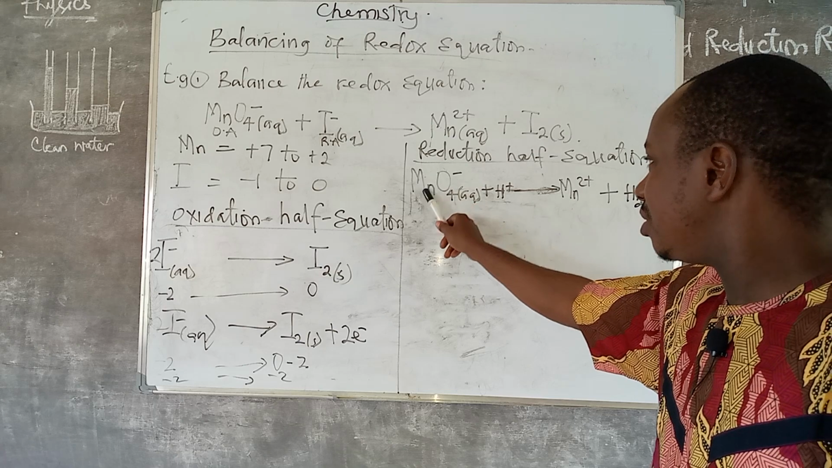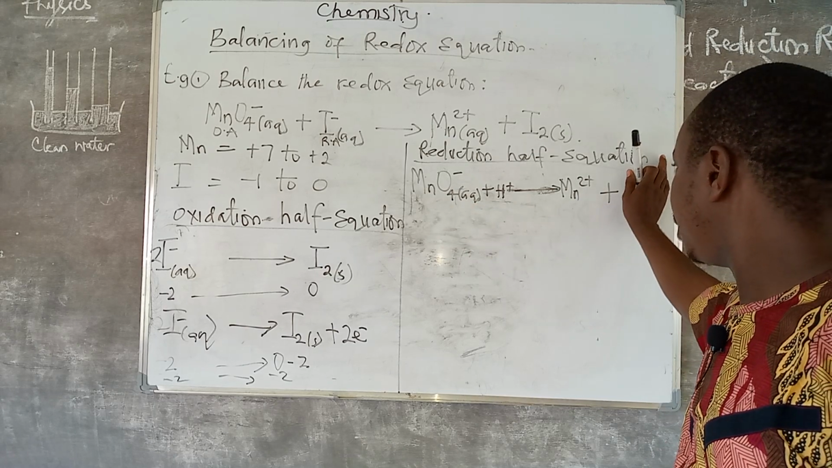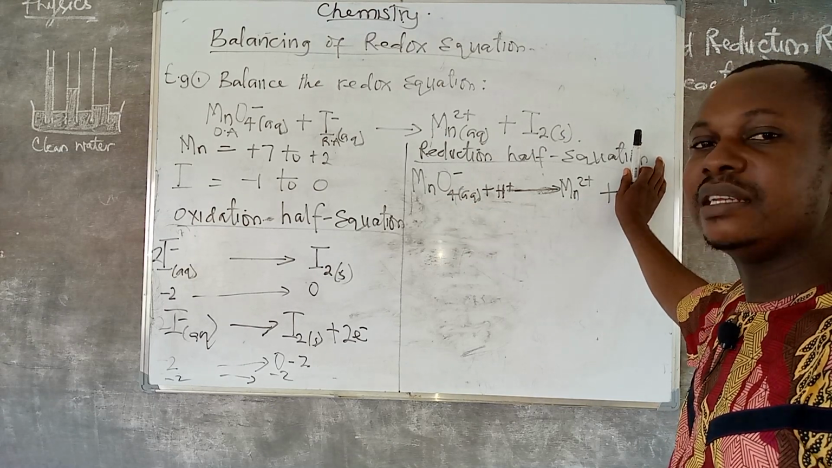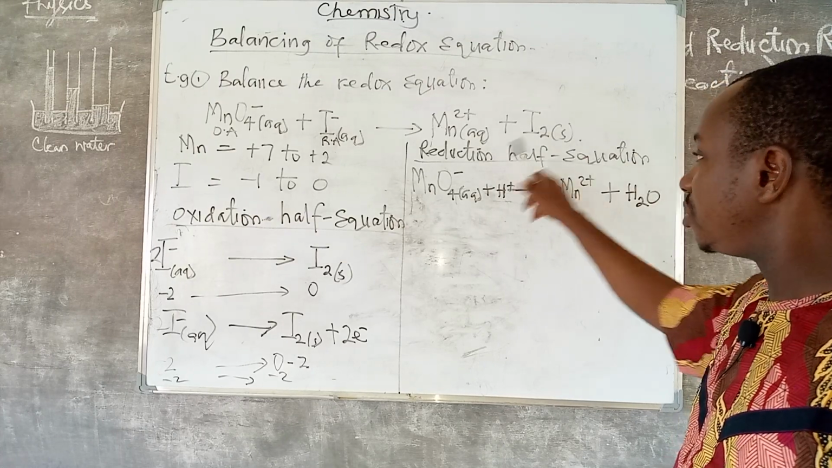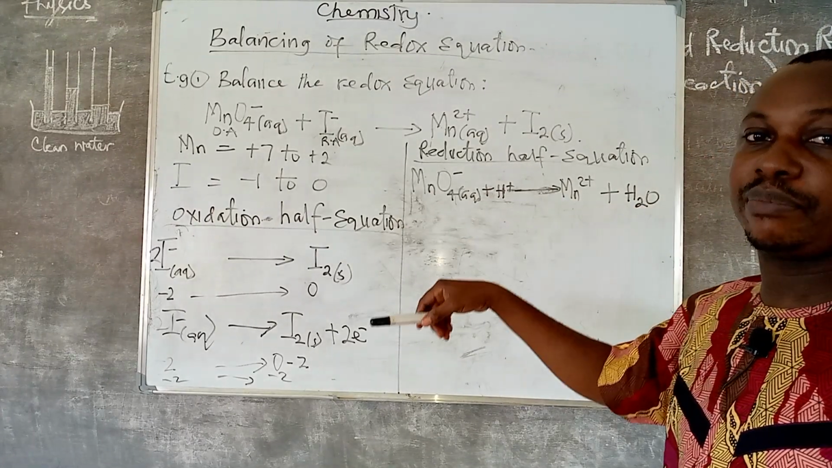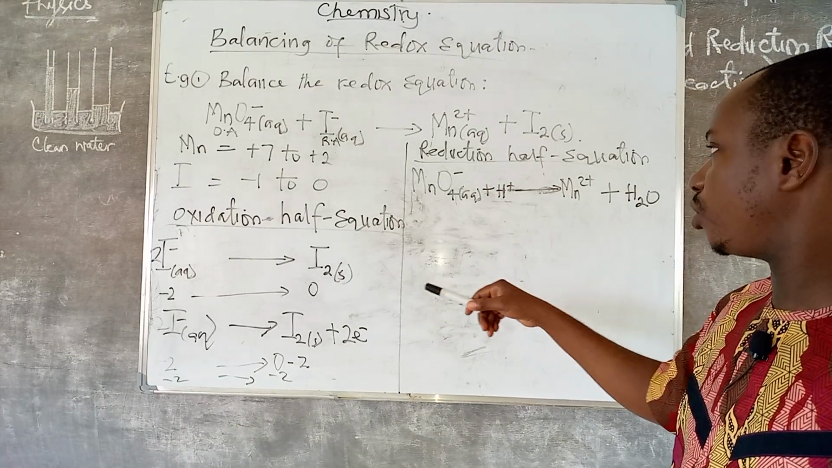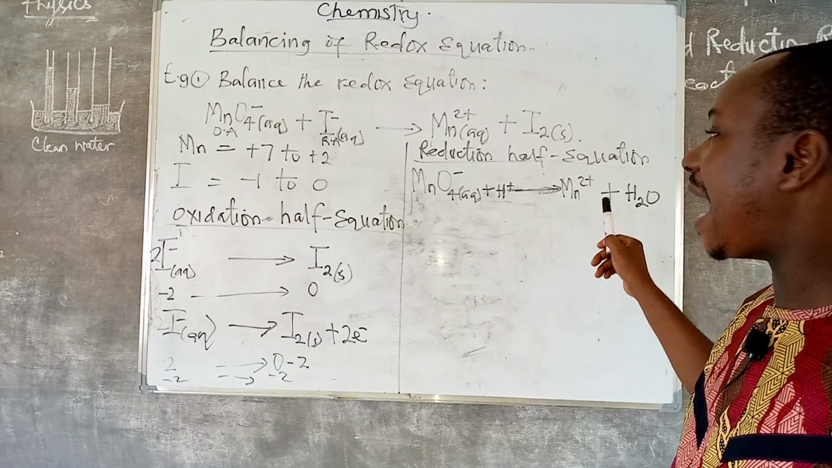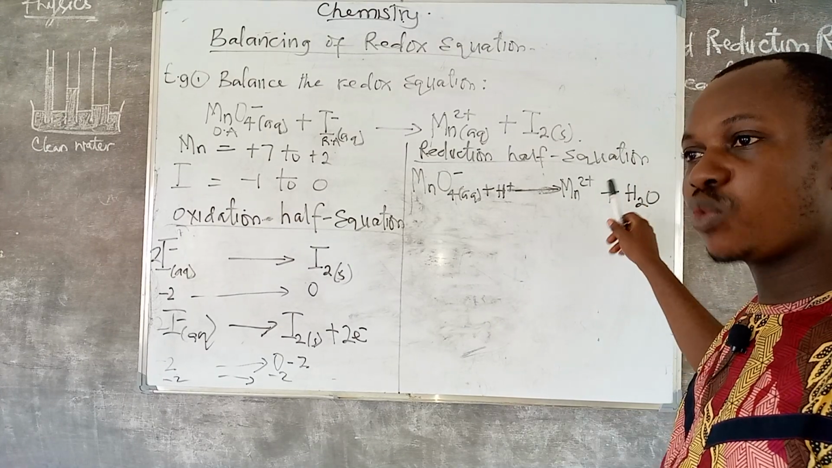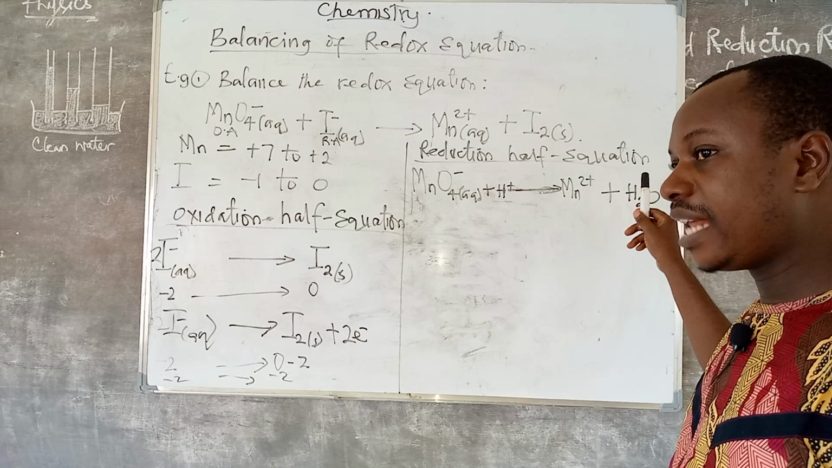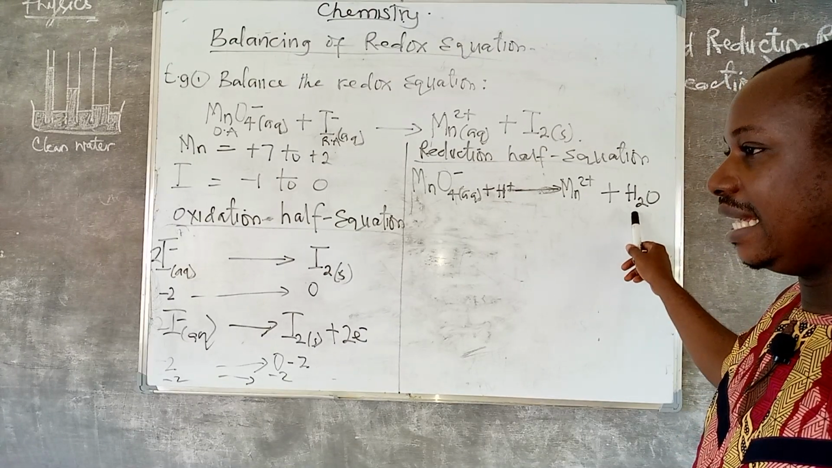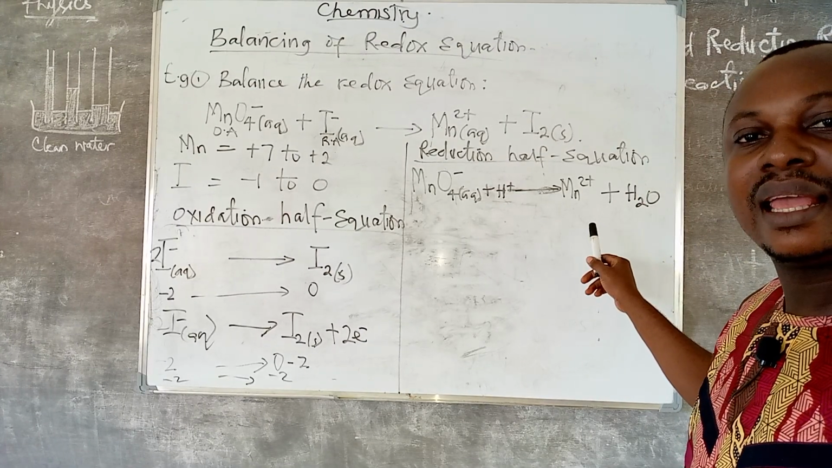Because here contains oxygen and there is no oxygen here. Remember, formally it's like this. So to balance oxygen here, I add water. It is in that step of balancing redox equation. And remember, we are trying to balance oxygen. That was why we added water here. And don't forget that once water has been added, hydrogen is always there.